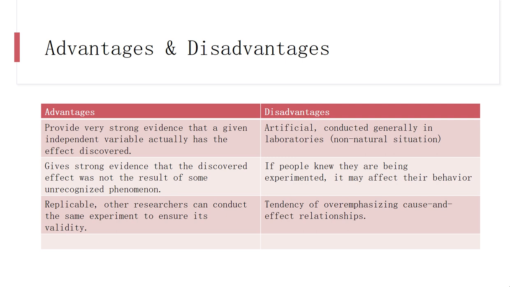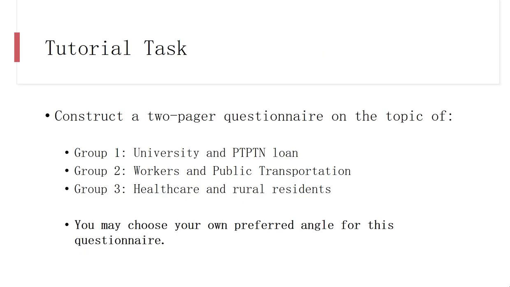Basically, this is it. So I want you to do this tutorial. I just numbered it group 1, group 2, and group 3. It can be any angle, whatever angle that you have chosen. Whether you want to start with a demographic question and then follow with specific things is up to you. So that would be it. I'll see you.